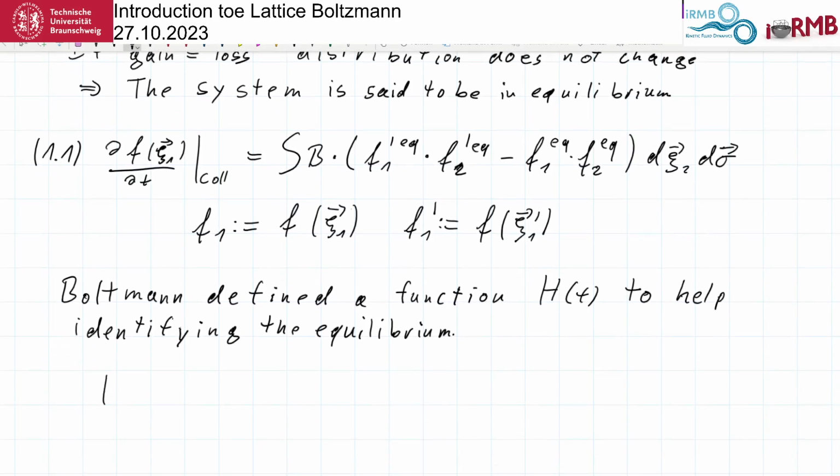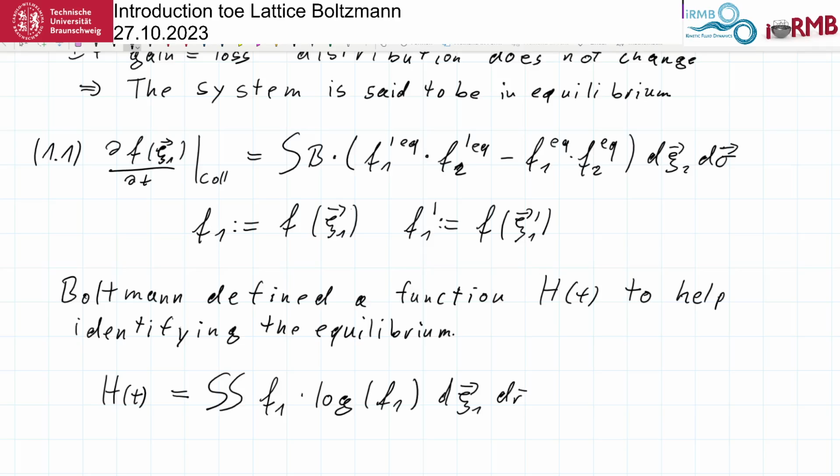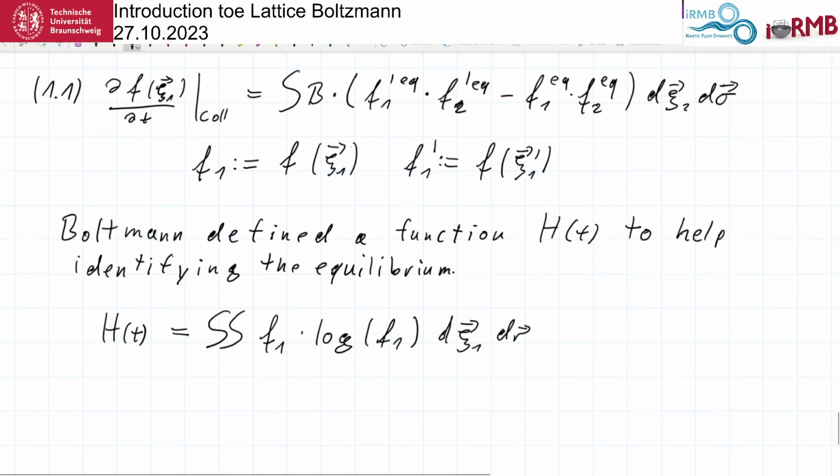So this was defined as a function of time, as an integral over the n, so actually it was a double integral, an integral over f1 times the logarithm of f1, so this is how you defined this, over all the velocities, and this is important, over all spaces. So there's an integral over the universe. An integral over the universe.